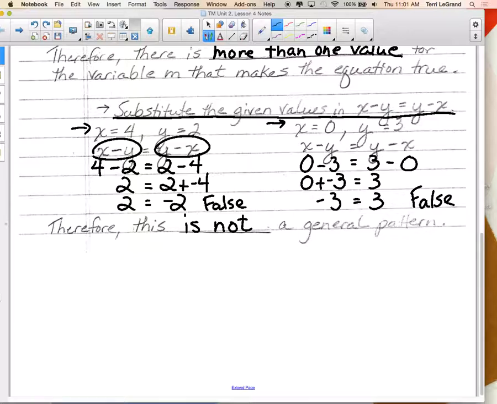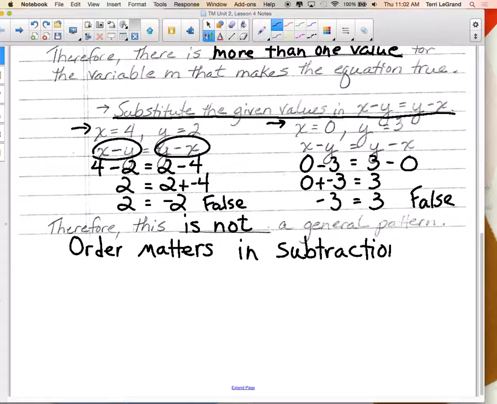So let's put that little note here. Order matters. You have room? Or is there no room down there? Okay, there's a little. Order matters in subtraction. This is a big deal for us to remember. Subtraction is not commutative like addition is. Order matters in subtraction. That's what we just discovered there.